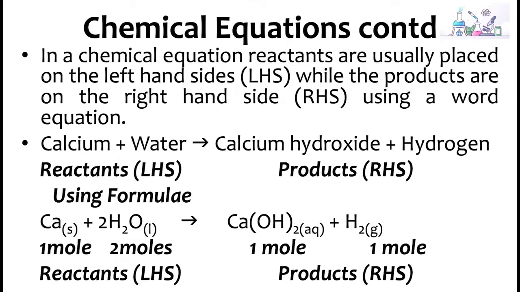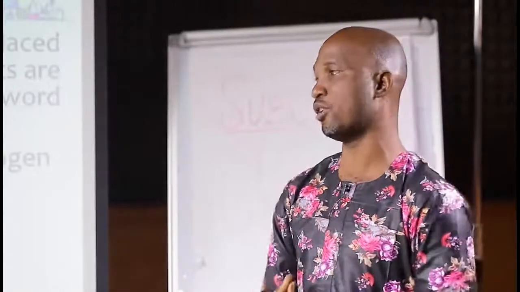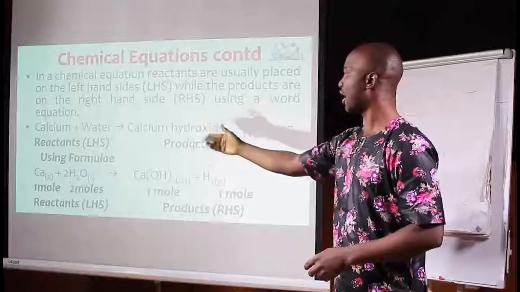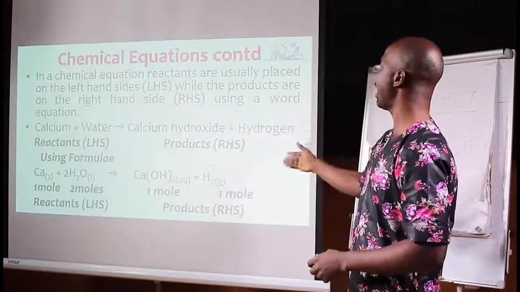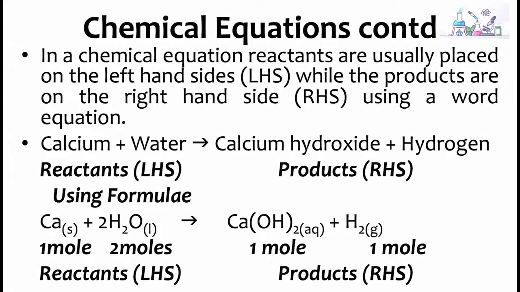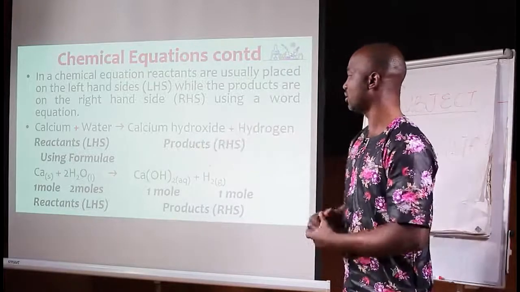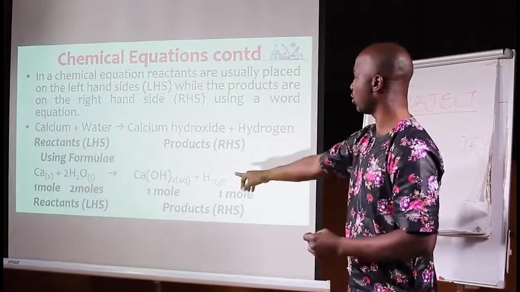Using a word equation, for instance, I want to use words to describe an equation. I say calcium plus water gives you calcium hydroxide and hydrogen. You can see that the reactants are on the left-hand side and the products are on the right-hand side. Now, using formulae, instead of calcium, I'll use Ca, which is the symbol of calcium, and the physical state of calcium is solid. Then H2O for water, which is in liquid state. Then calcium hydroxide plus hydrogen.